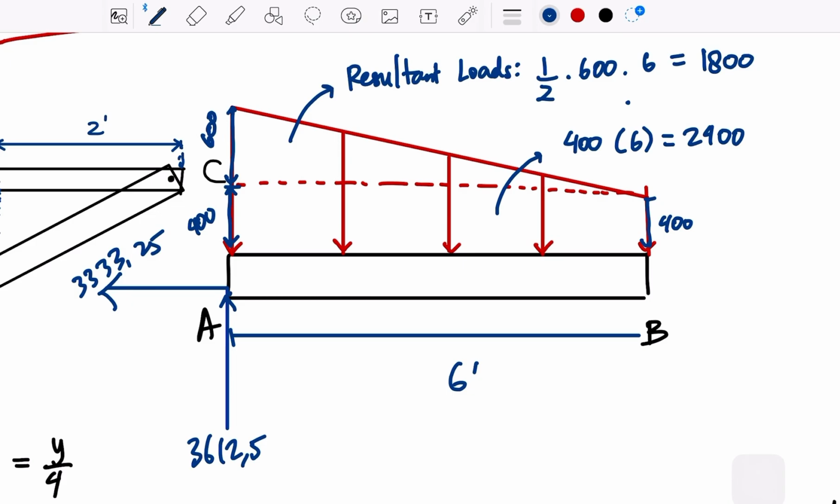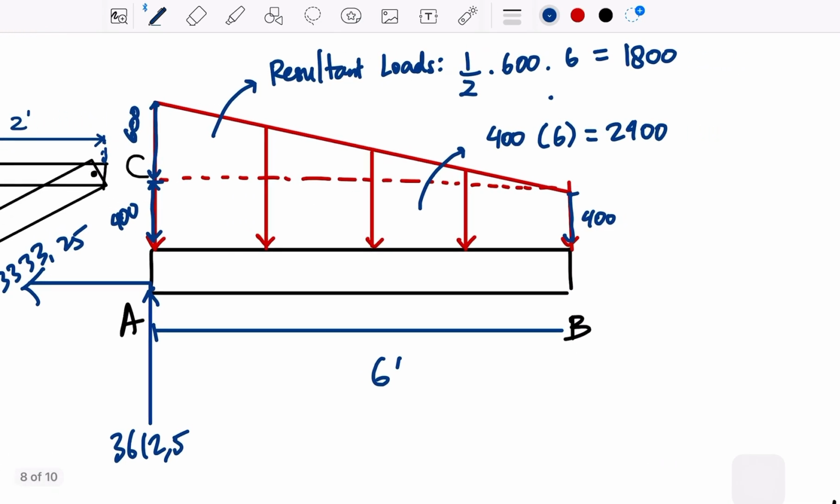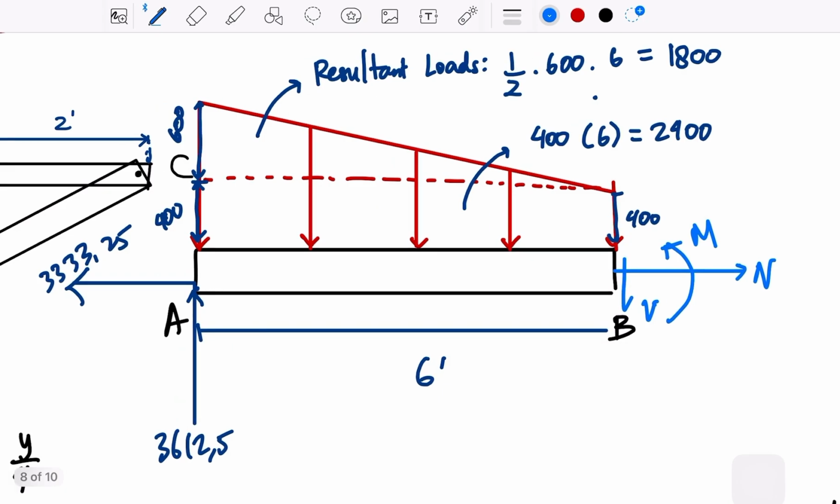Okay, before we use these loads for calculating the moment, what we need to find is this. So this is the N, this will be the shear, and this will be the moment, right? According to what we found, I think we could conclude the N is 3000, right?